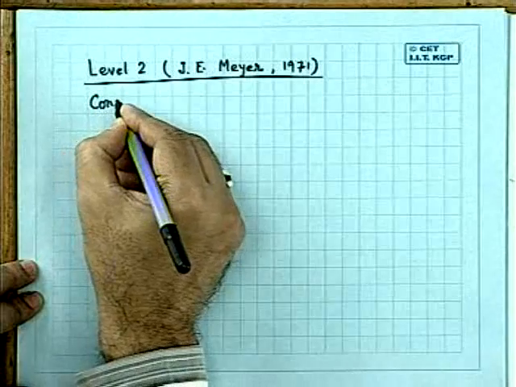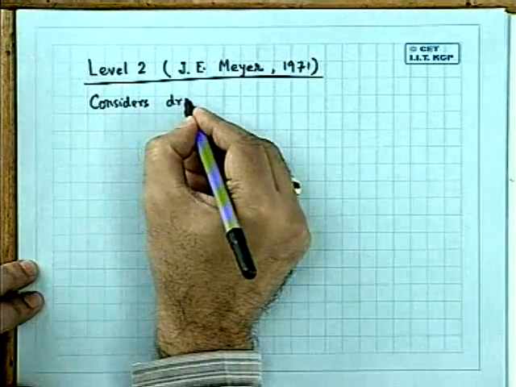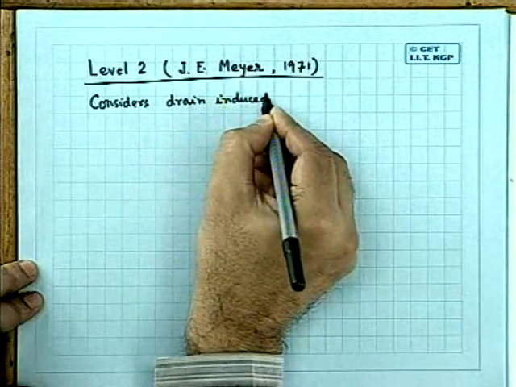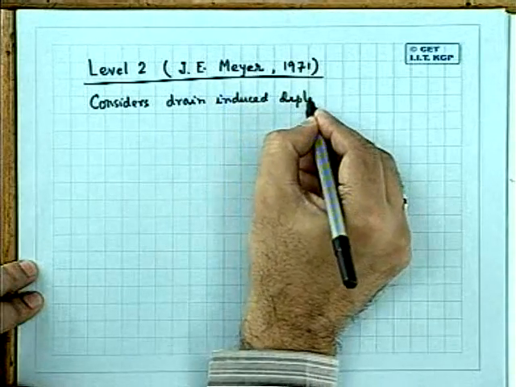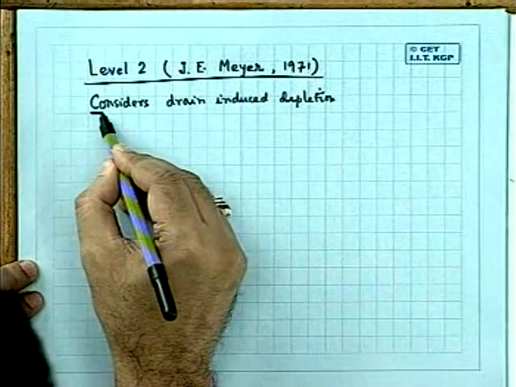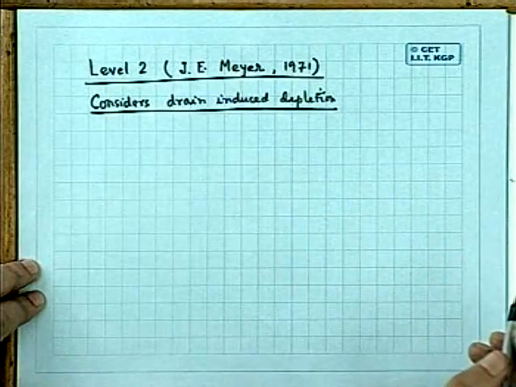Let us discuss level 2. Level 2, everything you have done earlier. This considers drain induced depletion, which was ignored in level 1. Level 1 ignored drain induced depletion, and level 2, then the current equations etc.